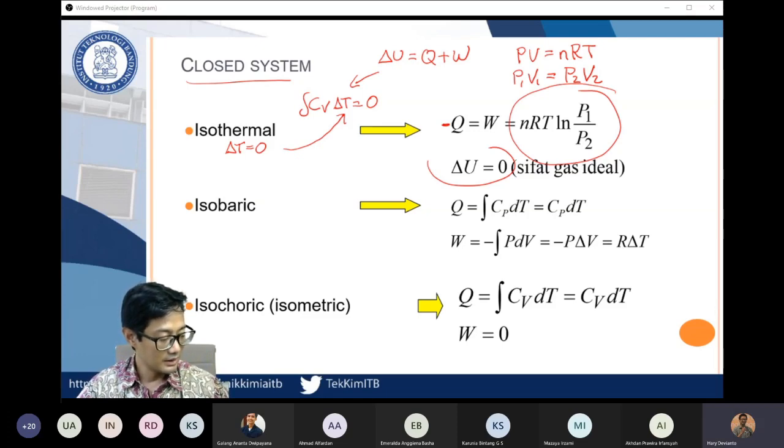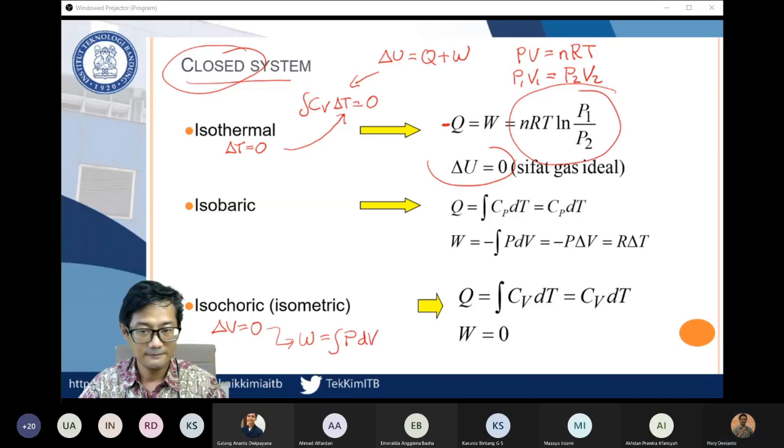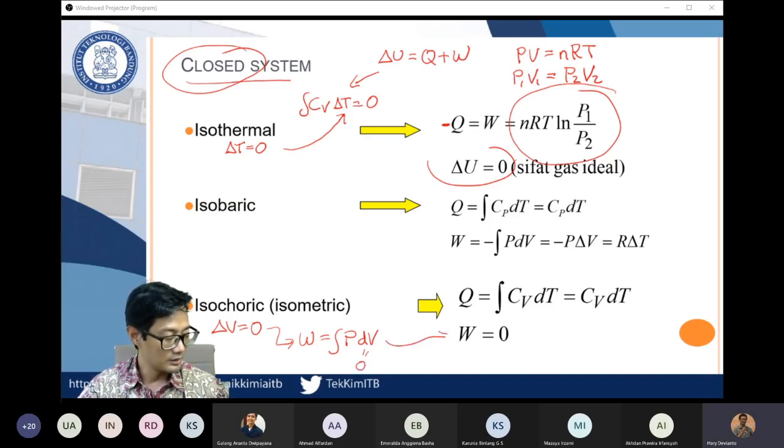In the isochoric case, it means delta V is equal to 0. What would be the effect? The effect would be on W, or work. Remember, for a closed system, again I emphasize closed system, W is equal to the integral of P dV. Since delta V is equal to 0, this value would be equal to 0. In other words, the result of the calculation would be work equal to 0.